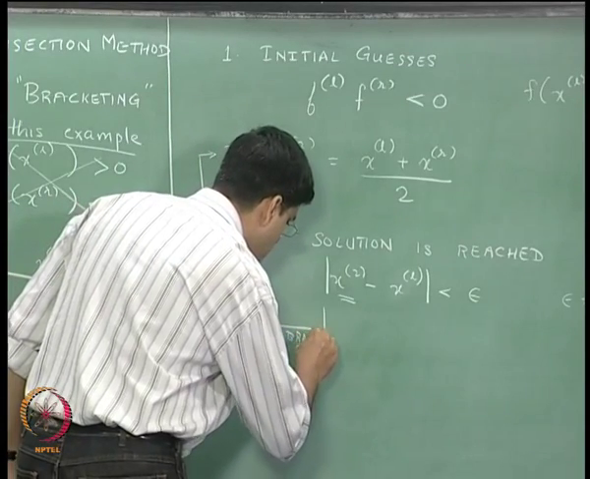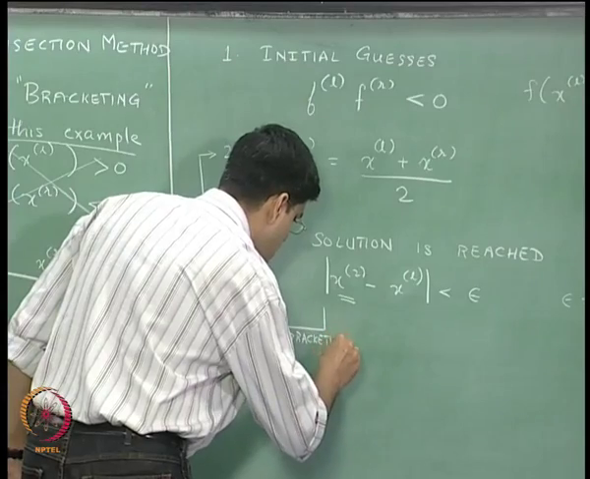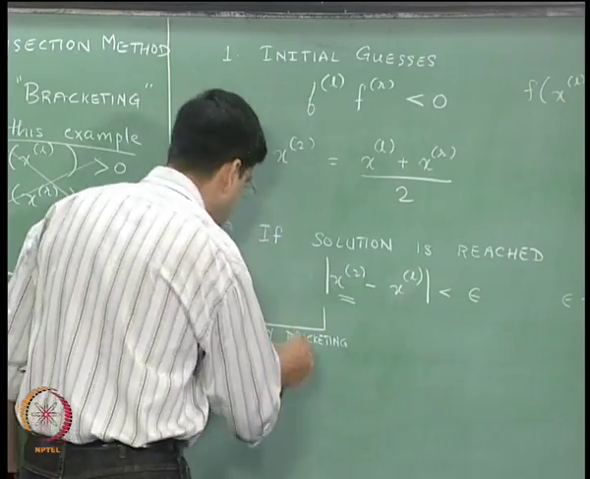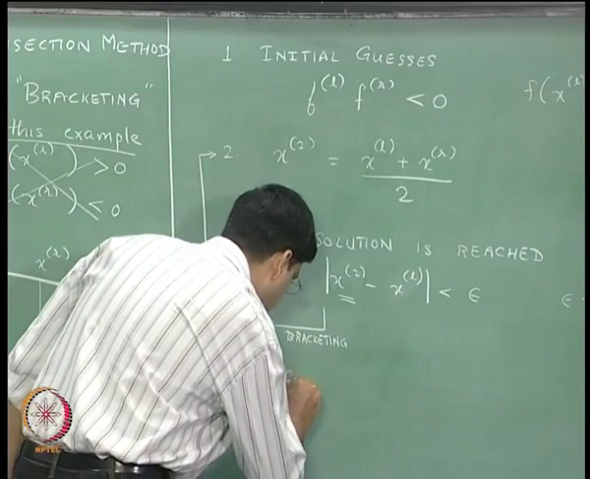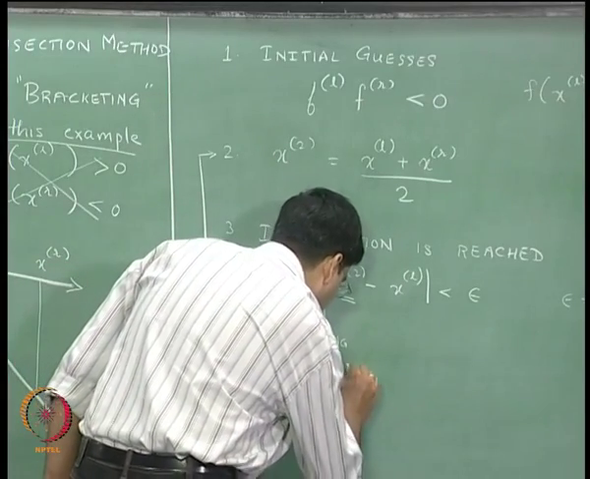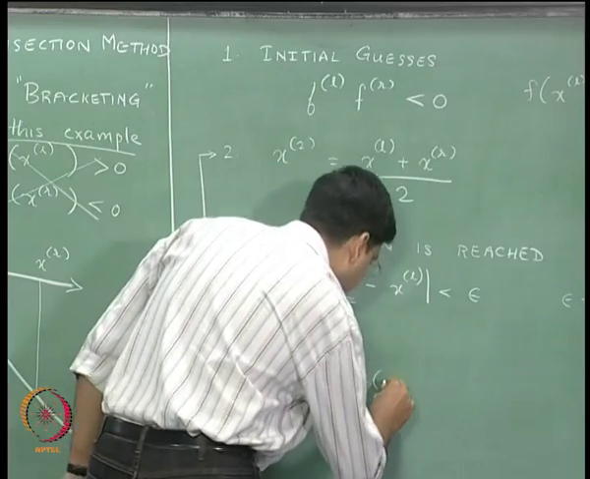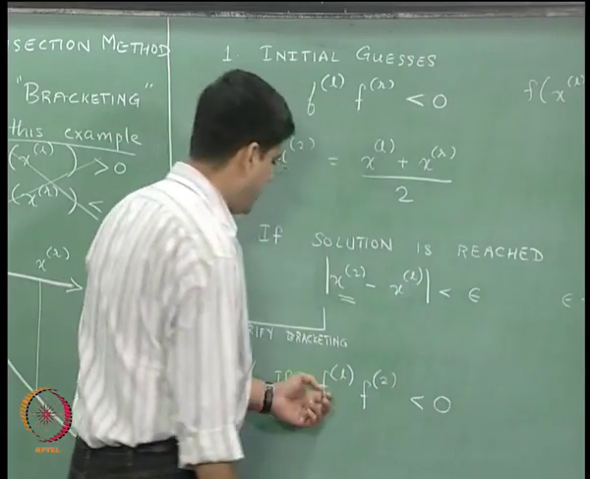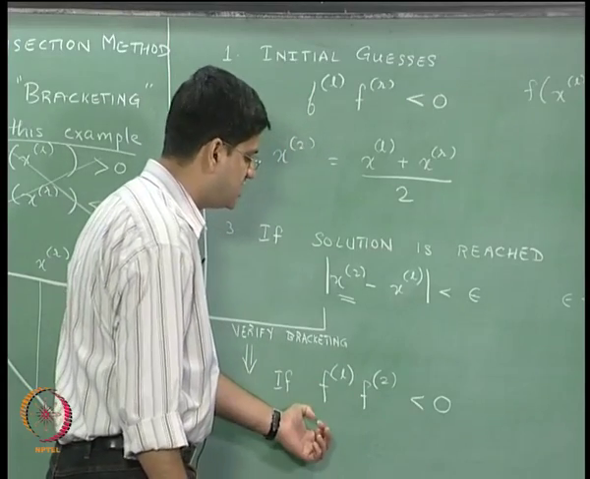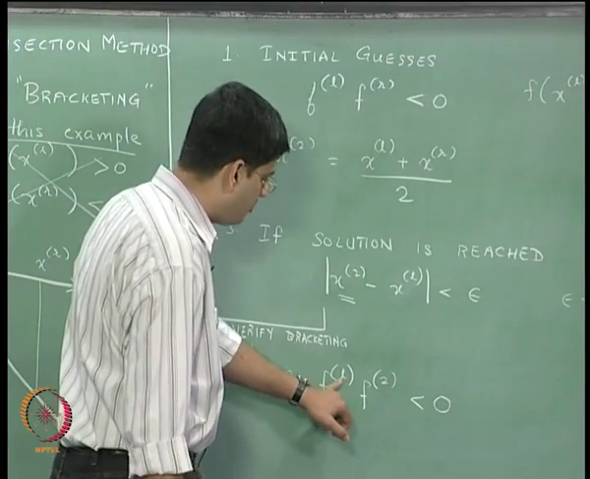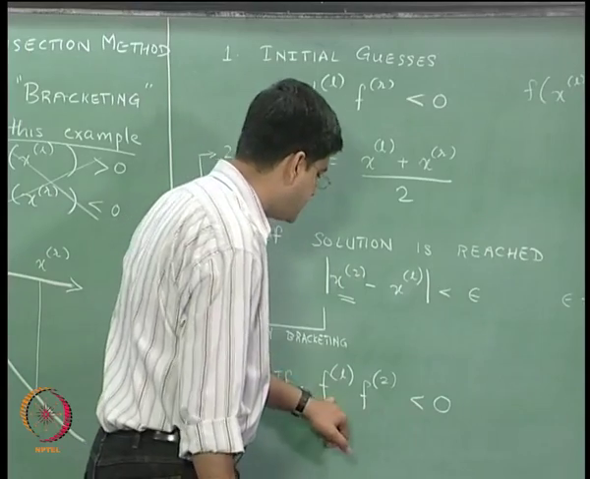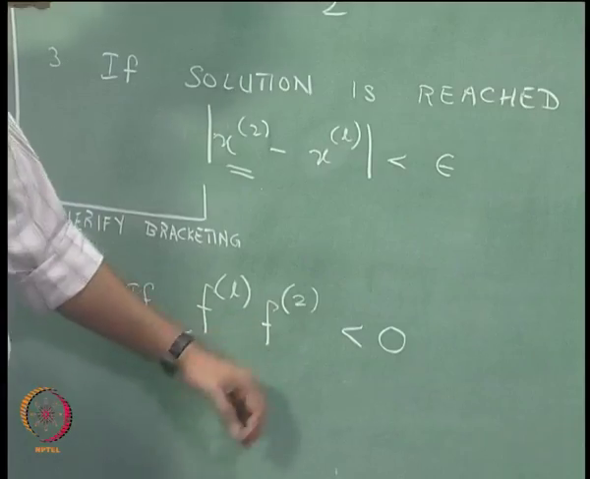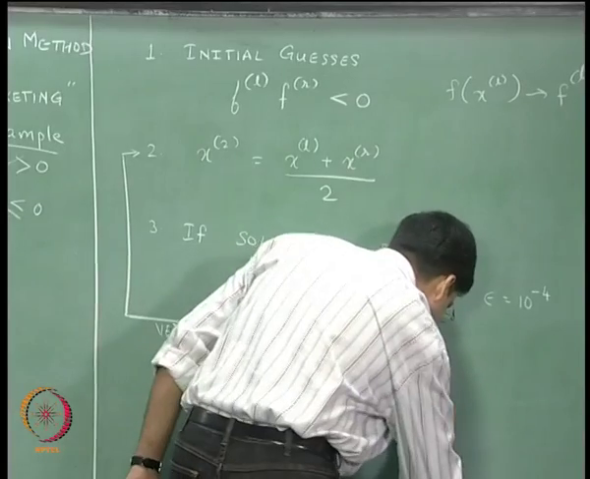bracketing, and what that essentially means is, if f of l multiplied by f of 2 is less than 0, then that means xl and x2 are lying on either side of the solution. So we replace xr with x2.